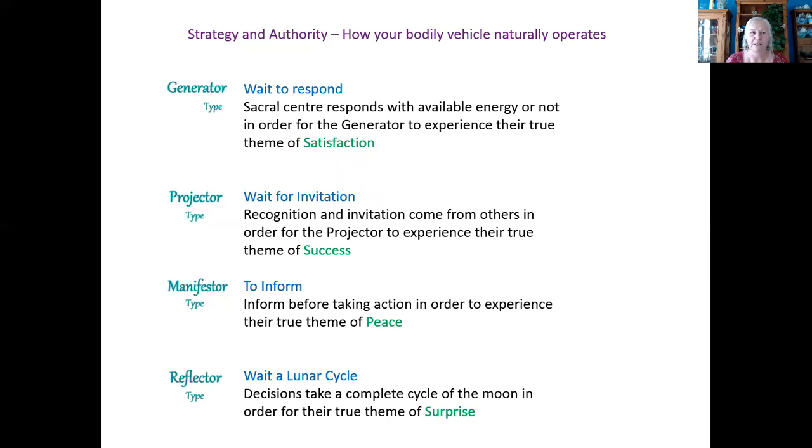So for the projector, projectors need to wait for an invitation from another person, because they're here to guide others. So they're waiting to be recognized and for an energetic form of invitation to come from somebody else, and then they will experience their true theme of success. Manifestors, with their closed and repelling aura, actually need to inform people before their actions in order to experience their true theme of peace. And reflectors, with this sampling aura, need to wait a lunar cycle. So they're waiting a complete cycle of the moon in order for their true theme of surprise to really be lived out. So this is understanding how your vehicle, your body, really works.